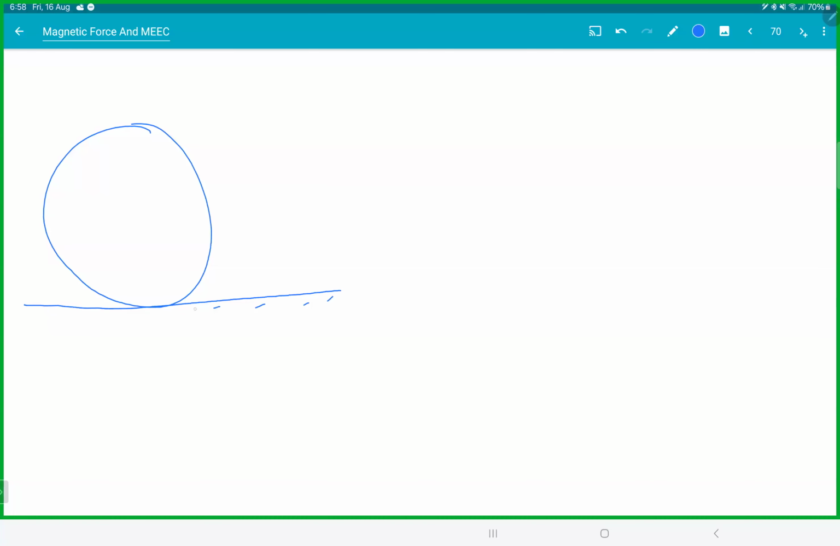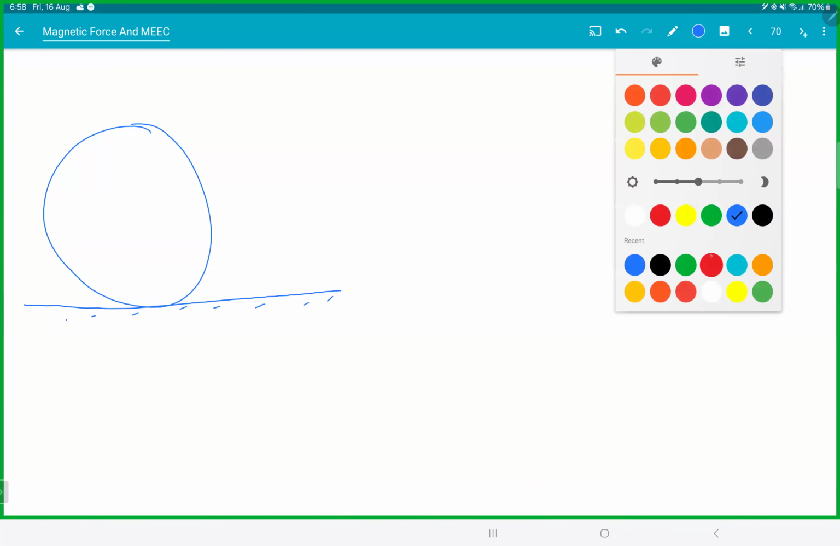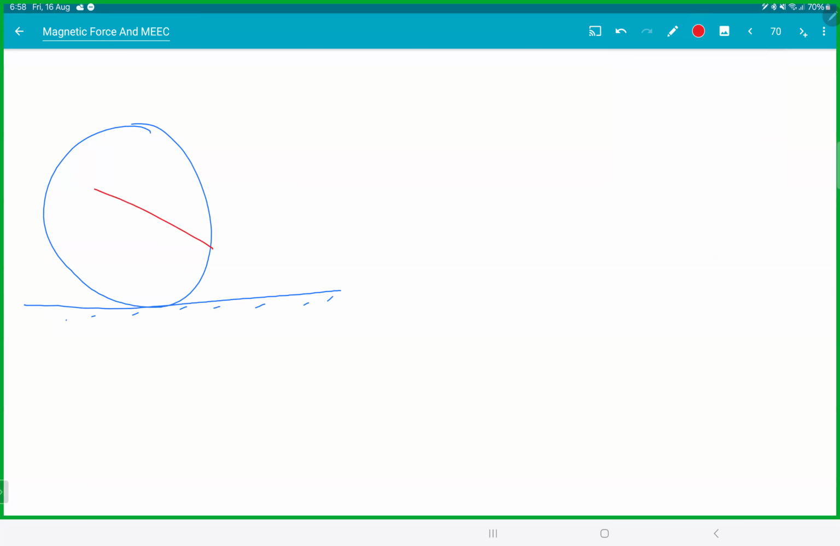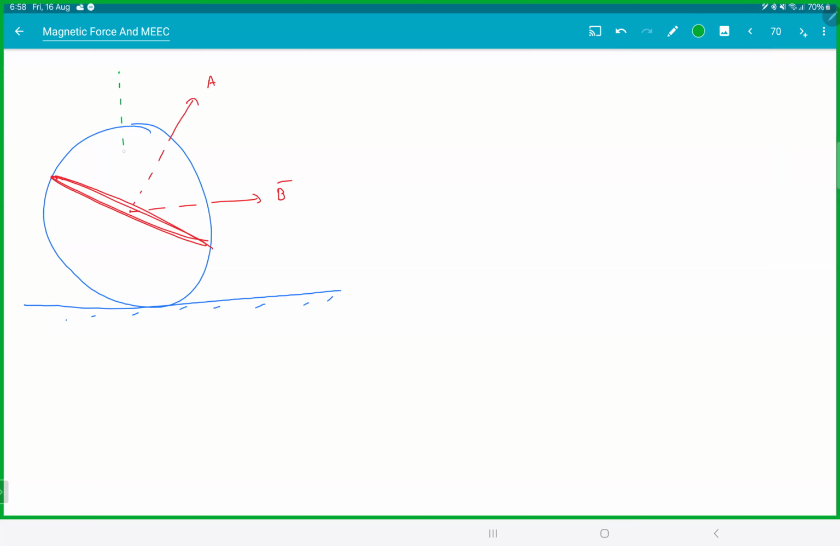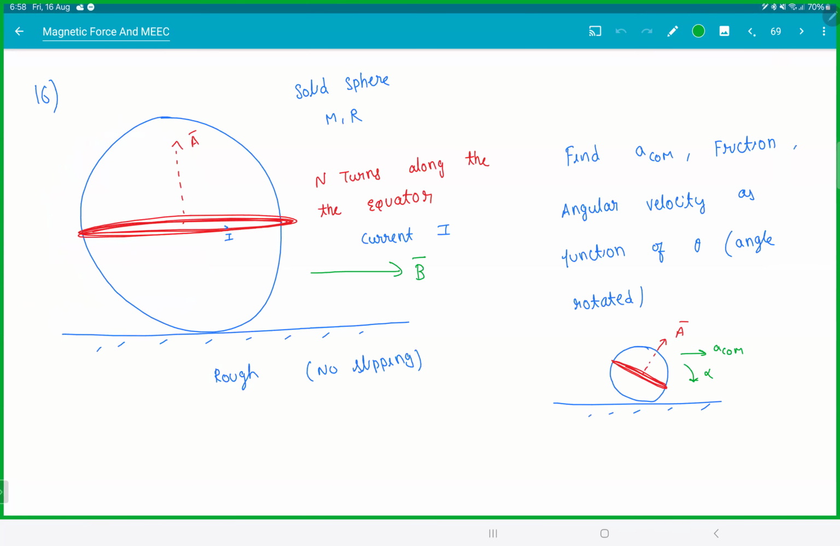What are the forces acting on the body? Now, there's no magnetic force, but there's a magnetic torque. This is A bar. This is B bar. I took this as theta, so this is 90 minus theta, because the question was to find the function of angle rotated, so I'm taking the angles with the vertical.